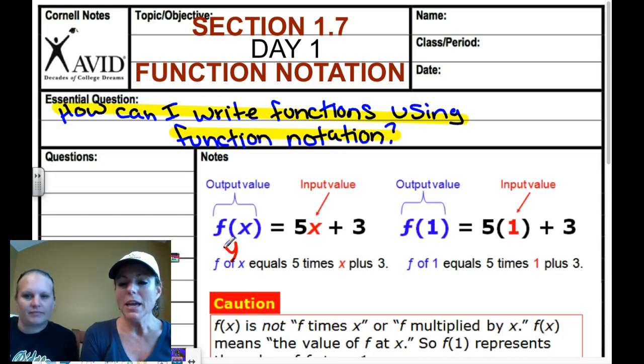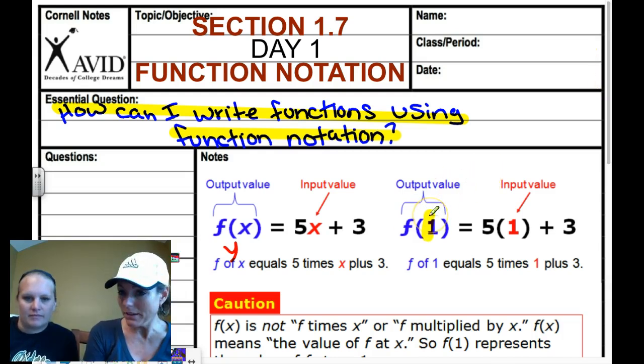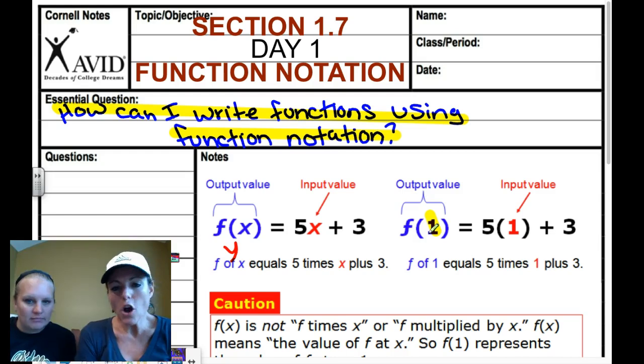So for example, if you wanted to find what's the value of our output if our input is 1, it's telling you you want to plug 1 into the equation for x, and then you get your answer. That's all it's saying.